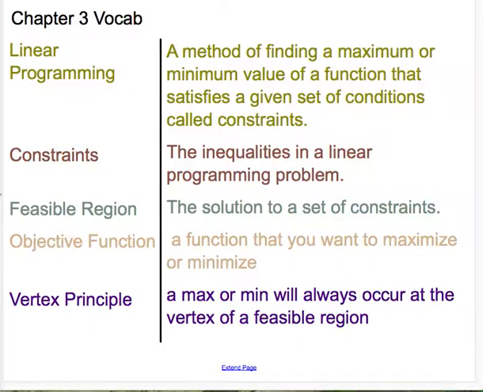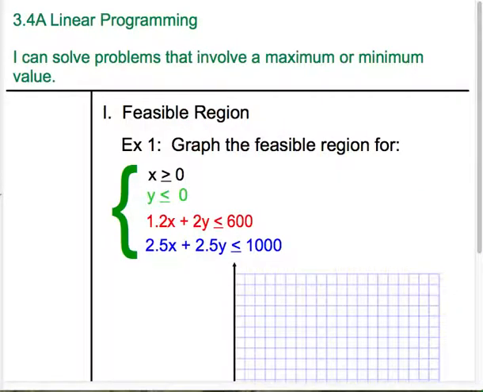So let's start to look at this. First of all, we'll look at it without context, and then tomorrow we'll look at word problems, and then we have to set up our own system of inequalities. So the first thing we're going to do is graph the feasible region. This is where the inequalities overlap. It's the shaded area that makes all of the inequalities true.